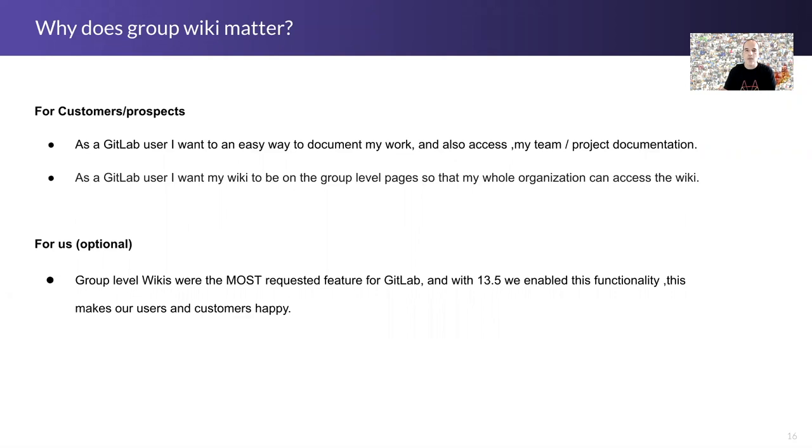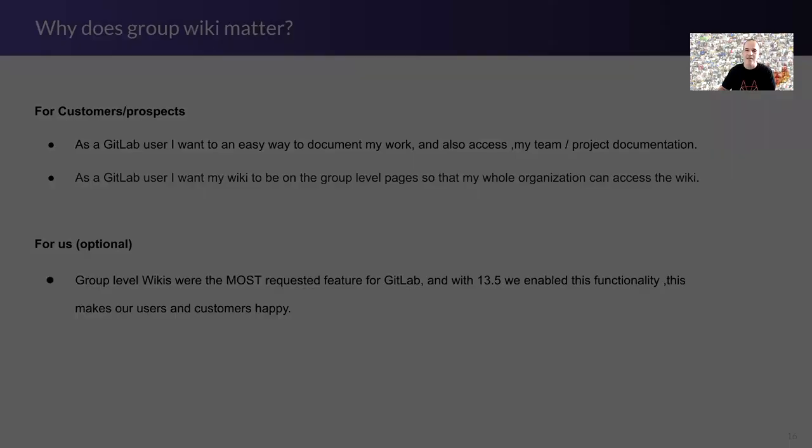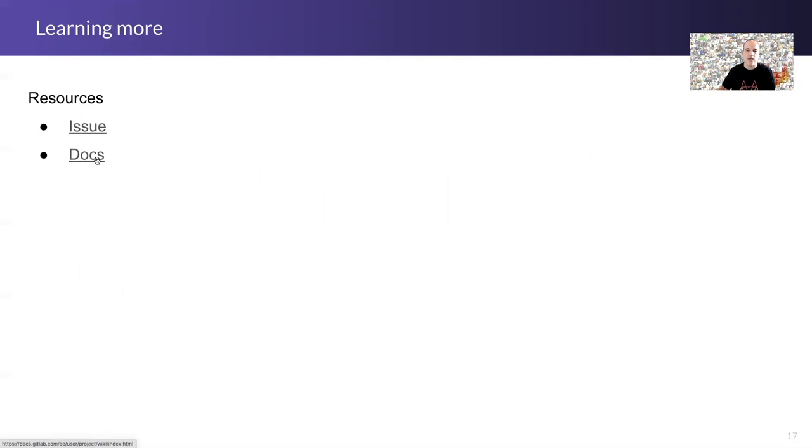And why is it important for us? Group wiki was the most requested feature. It got something like 654 votes. And when we make our customers and users happy, this matters for us. Resources, the issue and the docs. And now let's see how it works.